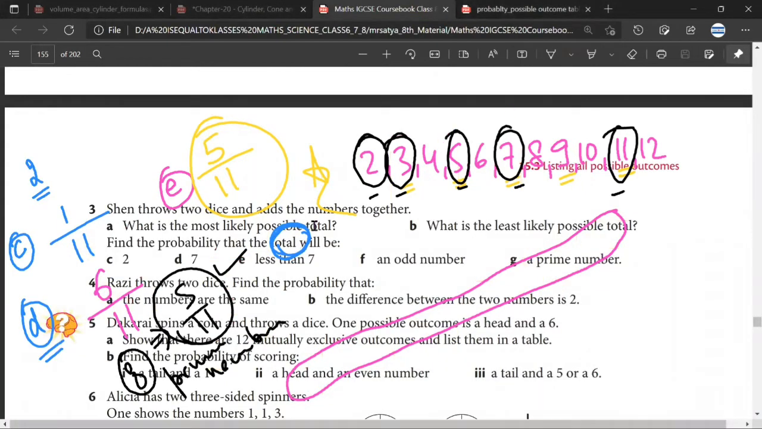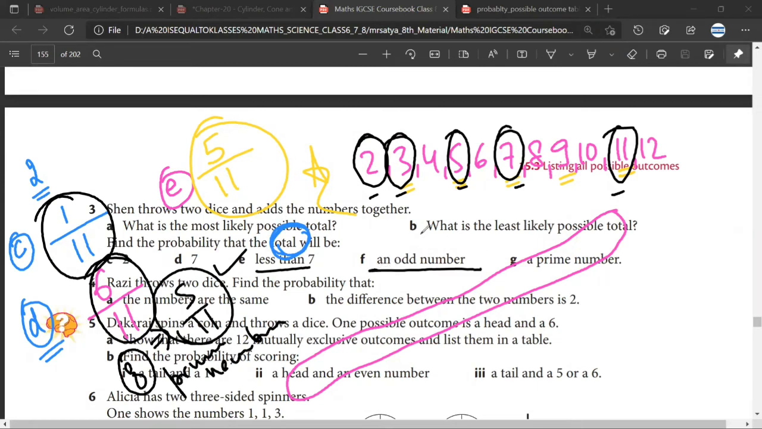So basically, if you look at the question, find the probability that the total would be 2, that is what we calculated here. This was our answer. For 7, this was our answer. Less than 7. No, I think less than 7 I skipped. I found this odd number first. So this would be the F part. And G part would be prime number. The answer would be 5 by 11. Satya, have you understood? Yes, sir.